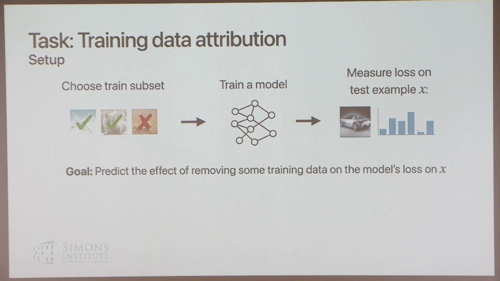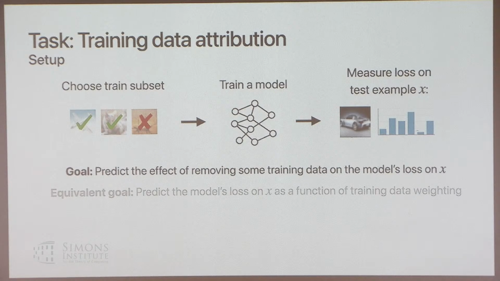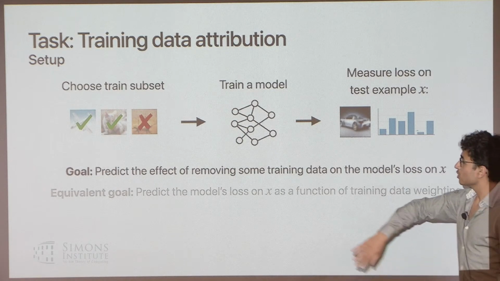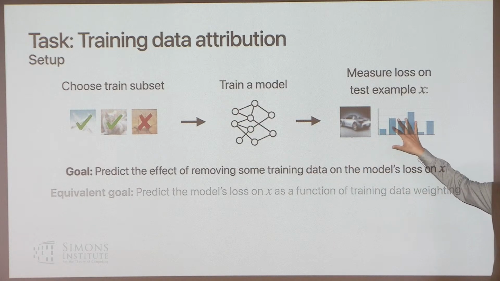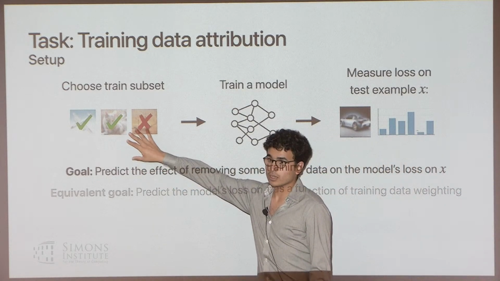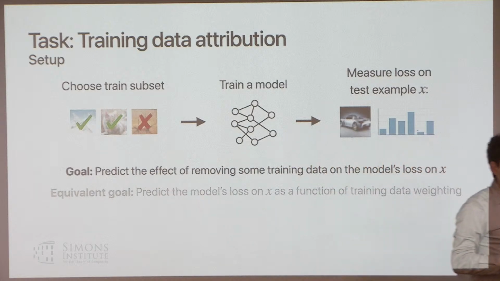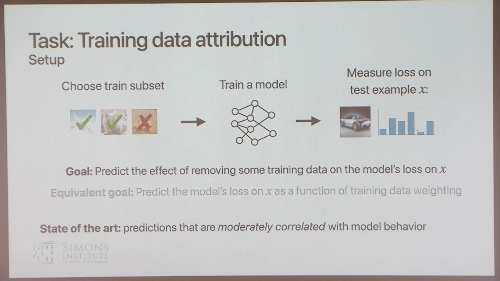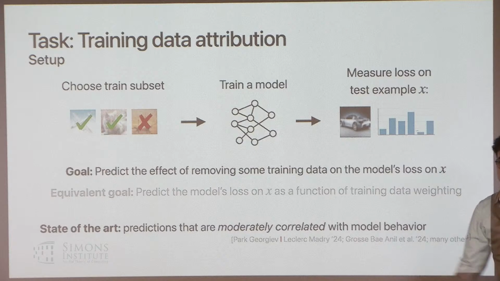Okay, so we're going to go through the same logic as earlier. We're going to rephrase this goal equivalently as trying to predict the model's loss on this test example as a function of some weighting that I'm going to put on these training examples. This problem has been super well studied throughout the literature, and I'm going to compare to two state-of-the-art approaches for this data attribution problem that actually manage to moderately correlate with how models actually behave as a function of the training data.